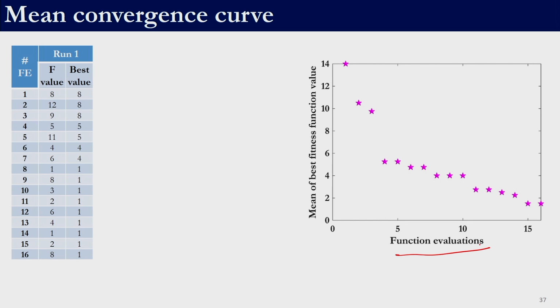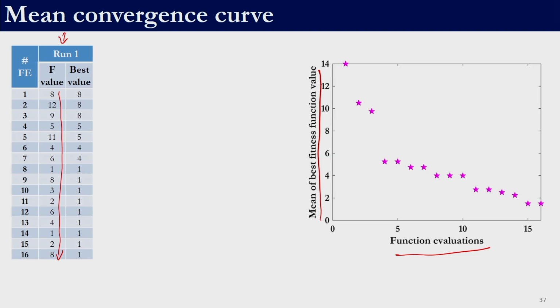The mean convergence curve is plotted between the number of functional evaluations and the mean of the best fitness function value. Let us see how it is to be calculated. So, let us assume that I ran the algorithm the first time. When I executed it the first time, these are the objective function values that I obtained. I evaluated the objective function 16 times.